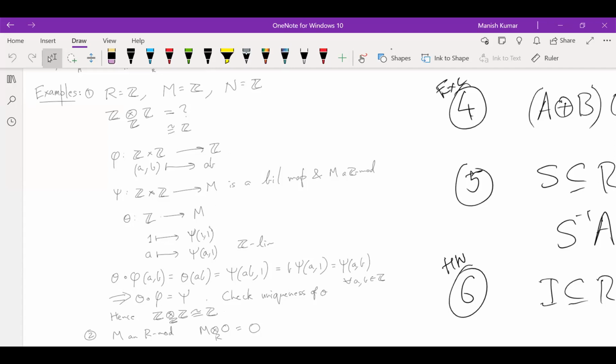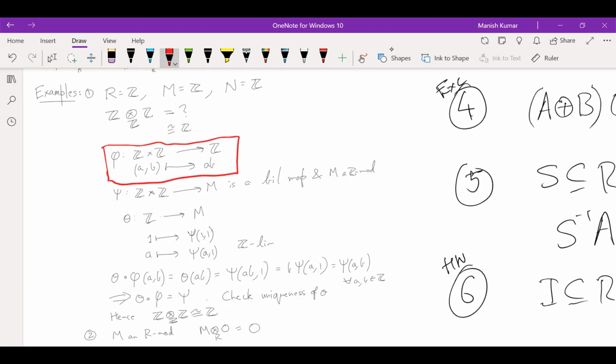So the way one proves that this is Z is the tensor product of Z cross Z: I have to tell you what the bilinear map is to say that this is a tensor product. The bilinear map is (a, b) going to ab. So this is the tensor product.